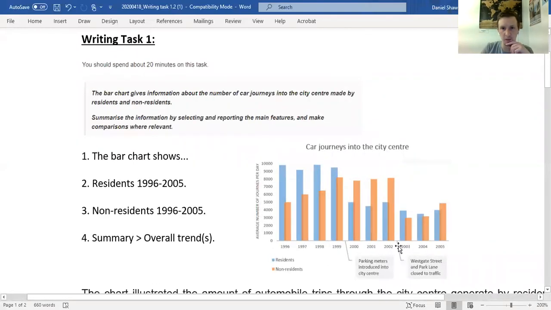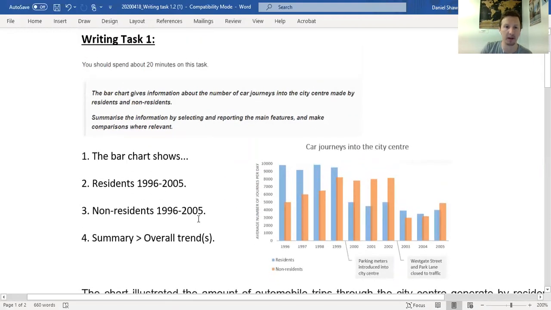As we know in the academic paper, you will be given a chart, a graph, or some kind of diagram to look at and to answer a question based on. So this bar chart talks about car journeys into the city center made by residents and non-residents. The task here is to summarize the information by selecting and reporting the main features and make comparisons where relevant.